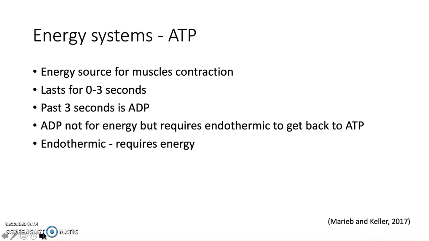Anything after 3 seconds is classed as ADP, which isn't energy, but requires an endothermic reaction, which uses energy, to return back to ATP. ATP's energy may ultimately be transformed into the electronic energy for a nerve impulse for the mechanical energy of contracted muscles.